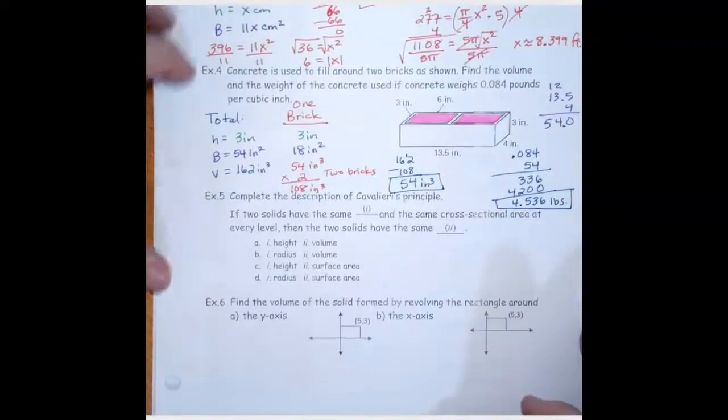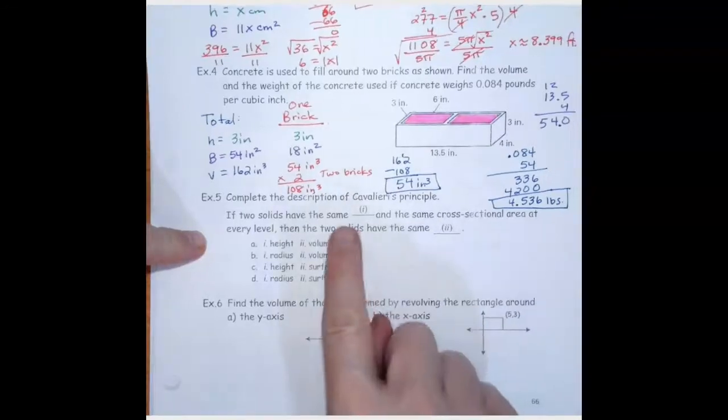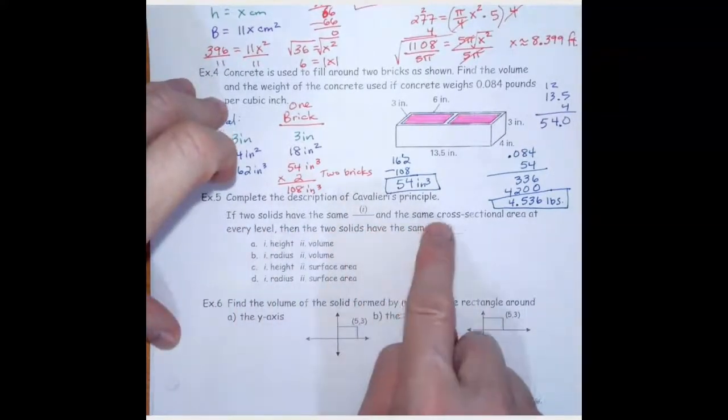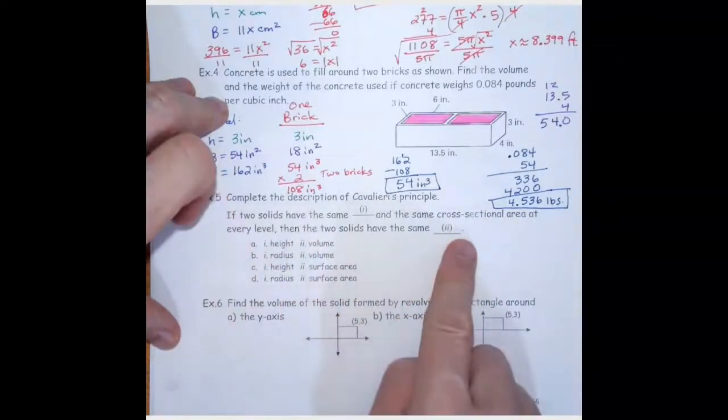Okay? So, 2 solids have the same blank and the same blank. 2 solids have the same blank and the same cross-sectional area at every level, then the 2 solids have the same what?